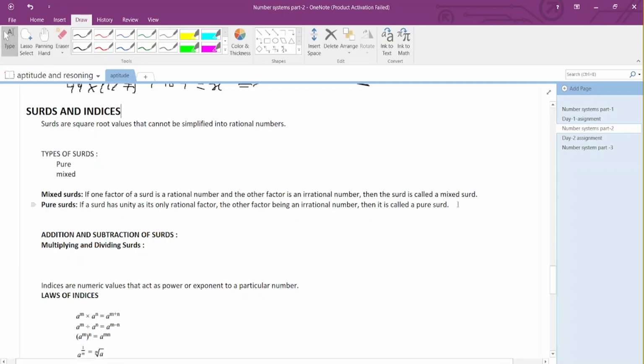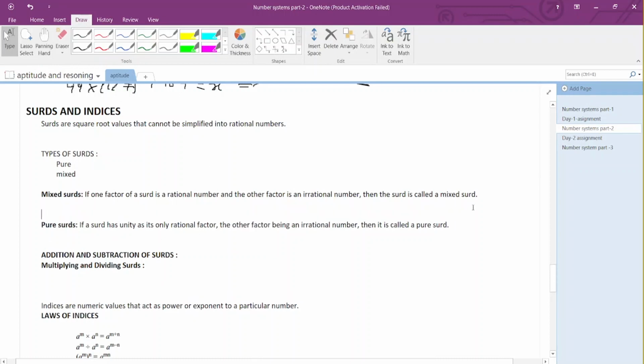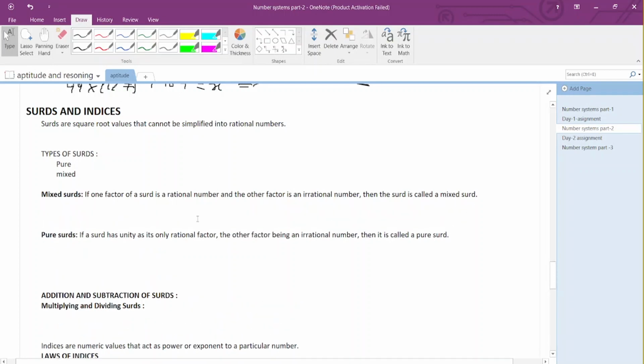And we have two types of surds. One is pure and the other is mixed. Coming to pure surds, a surd having only unity as a rational factor.